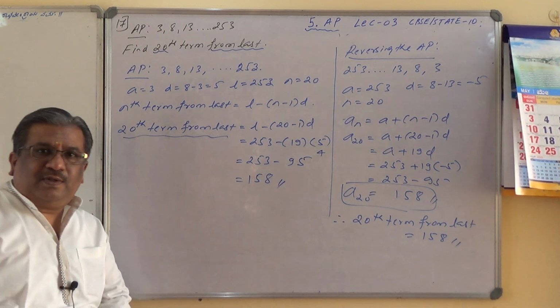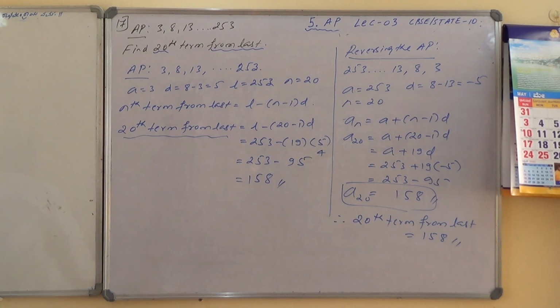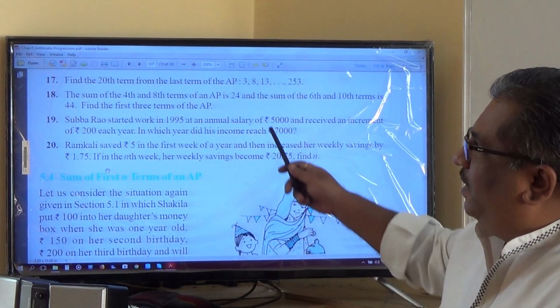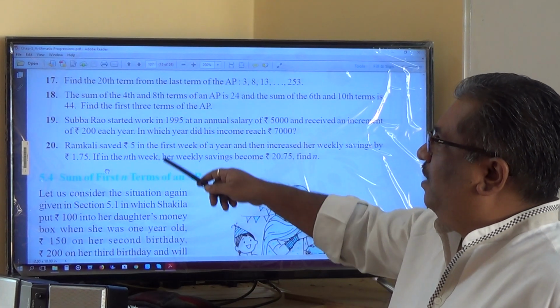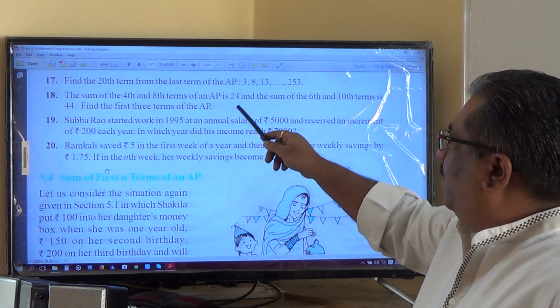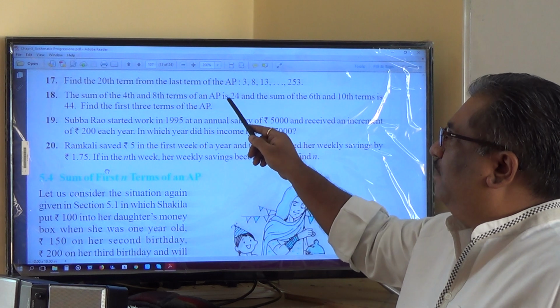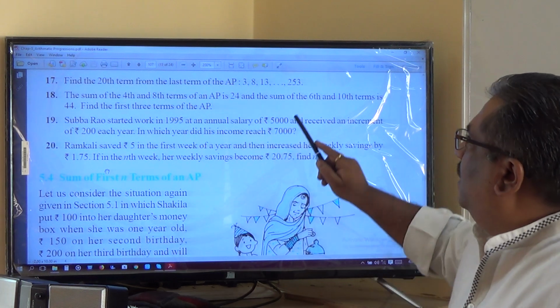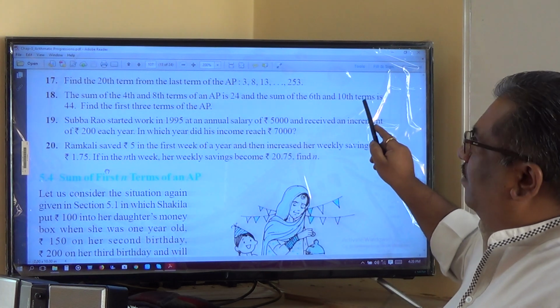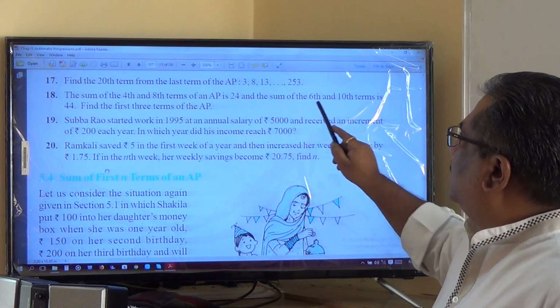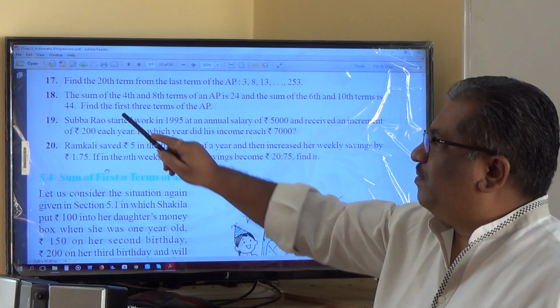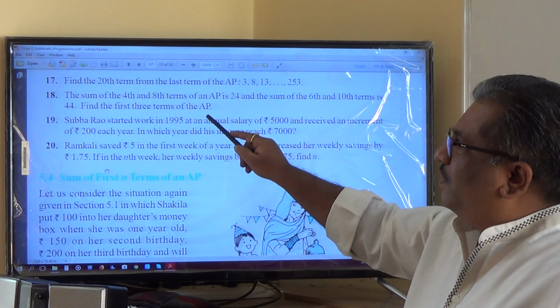Okay, let me go to the next question. Last three numericals 18, 19, 20. Sum of 4th and 8th term of an AP is 24: A4 plus A8 equals 24. Sum of 6th and 10th term is 44: A6 plus A10 equals 44. Find the first three terms of the AP.